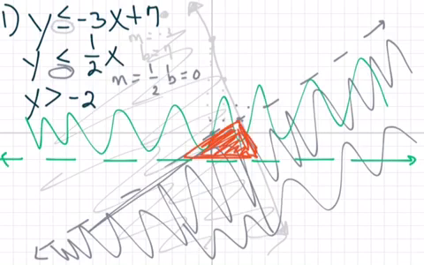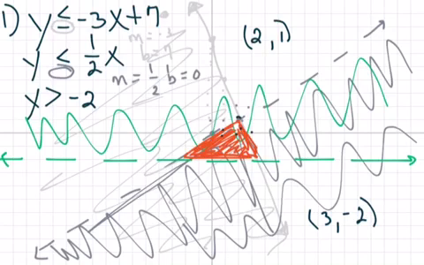And the assignment says, tell me the vertices, which are the points at the corners of this triangle. So this one is right 2, up 1, so we would name it 2, 1. This one is right 3, down 2, so that would be 3, negative 2. This one is left 2, down 2, so that would be negative 2, negative 2.